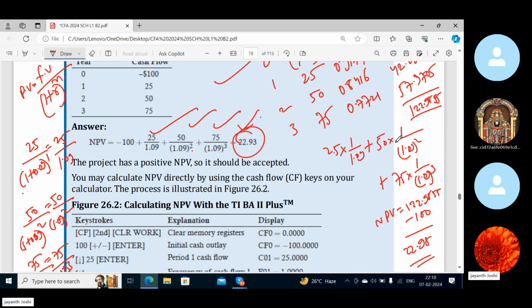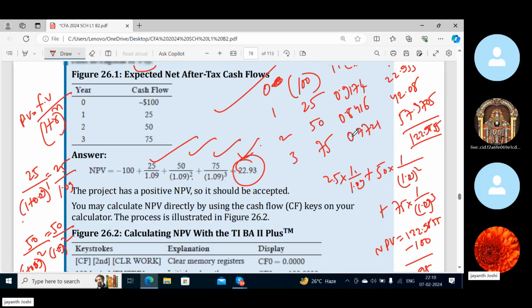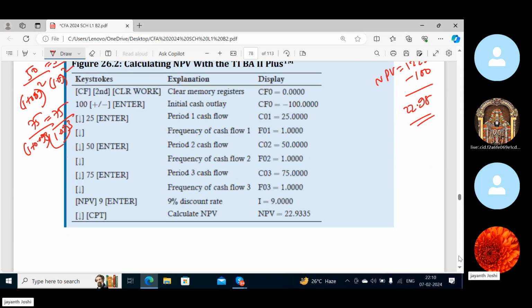Okay. So if you just do it this way, 25 into 1.09, the value is 0.9714 for this. The value for this is 0.8416. The value for this is 0.7721. If you multiply, you will get the same answer. So the NPV is 22.93. You can do that with the help of a TI BA Plus calculator as well.